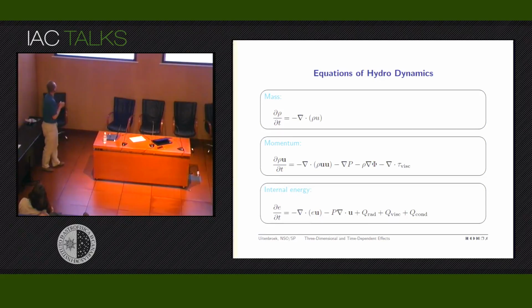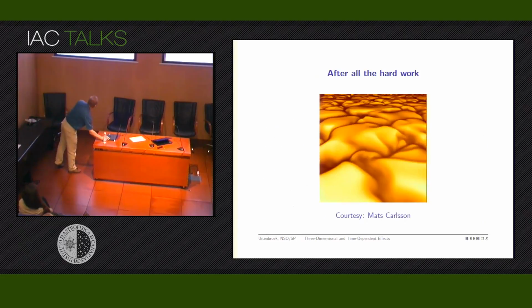And we have the equation of internal energy. That's saying that the changes in internal energy in a certain element are what streams into that, and the work that is provided by pressure, and some radiative heating and cooling, viscous heating and cooling, and conductivity. In the end, when you do everything as well as you can, you should see something like this.